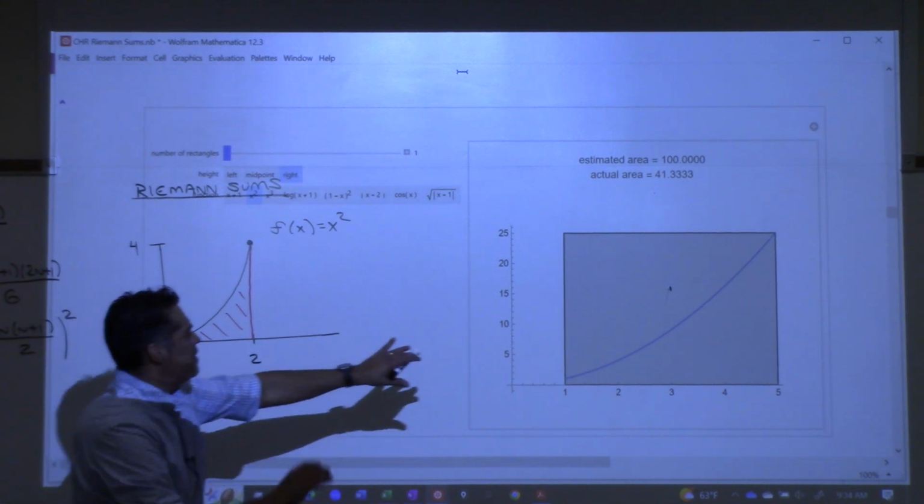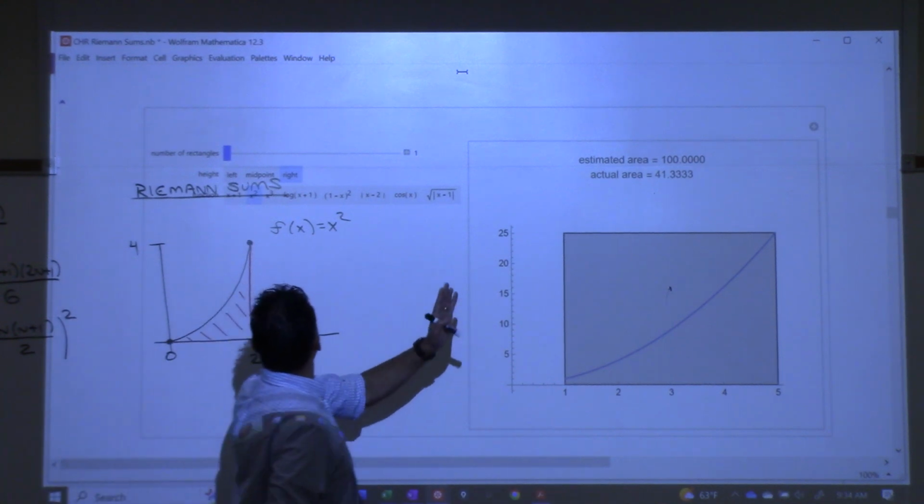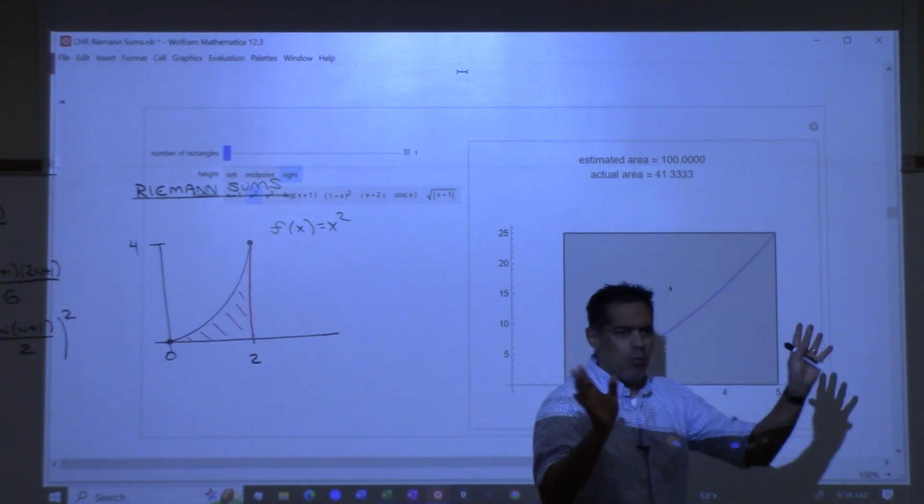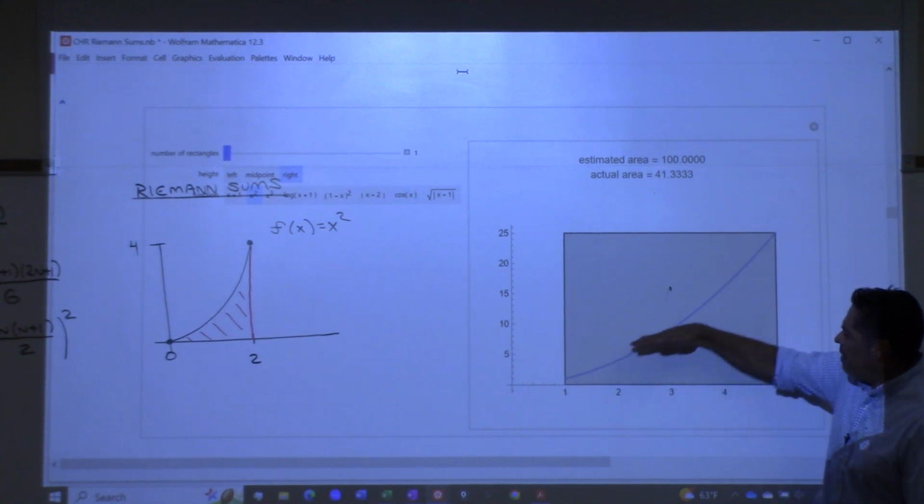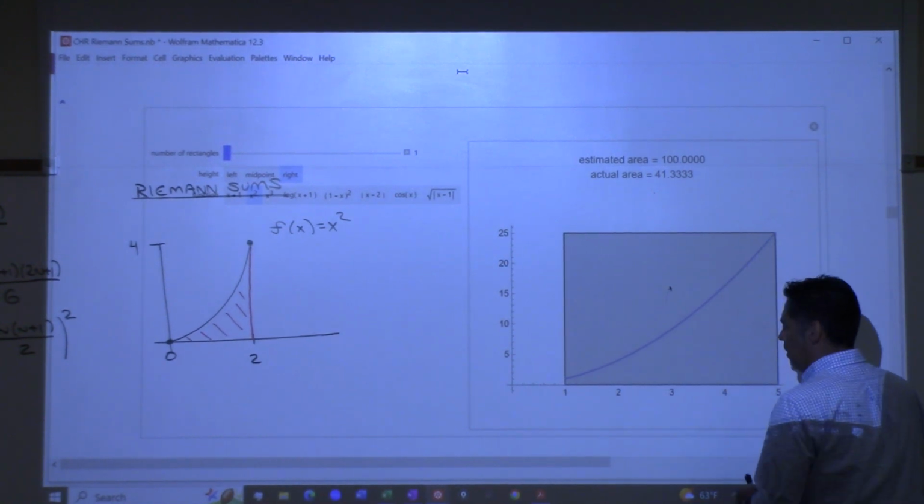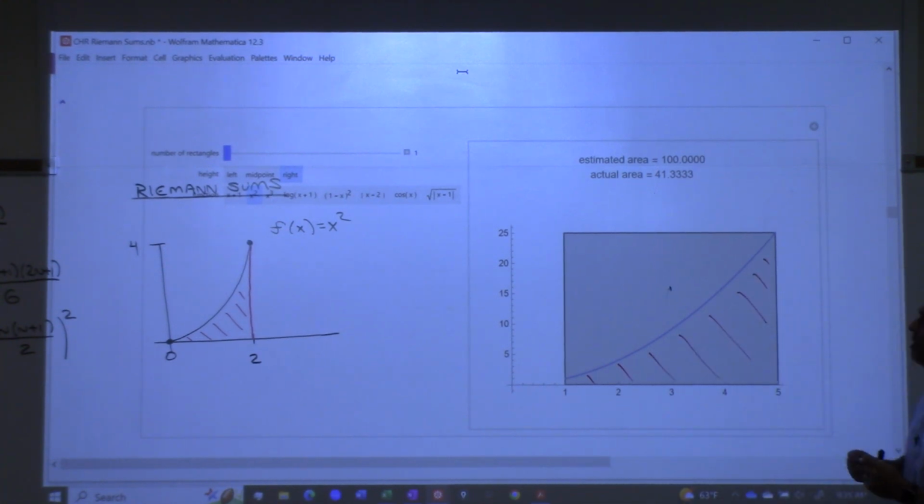Now, this graph is a little bit off from this one. Please ignore it. This one I'm only going from 0 to 2. Over here, I'm going from 1 to 5. Don't worry so much about that right now, all right? This is a parabola, right? I'm trying to find the area underneath it. Do you all agree that the gray rectangle is an approximation? And it's a really, really crappy approximation.